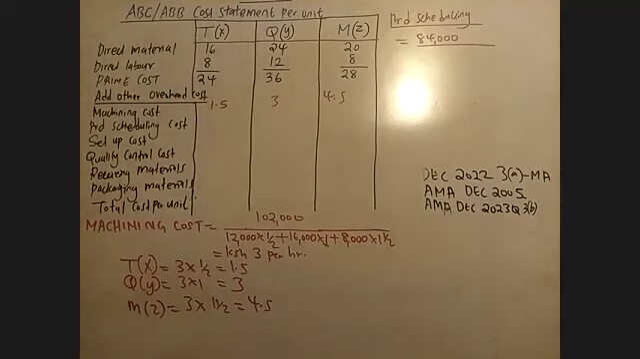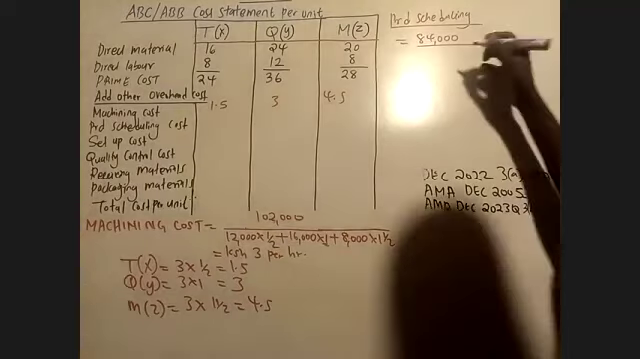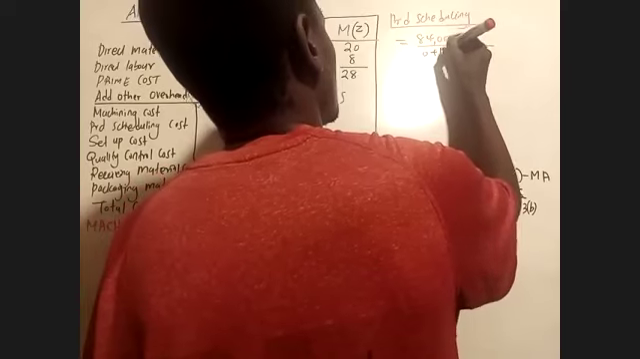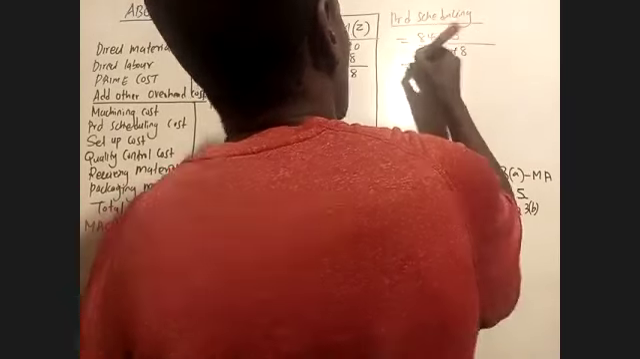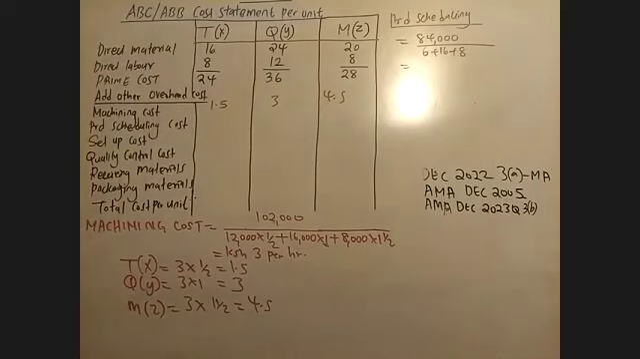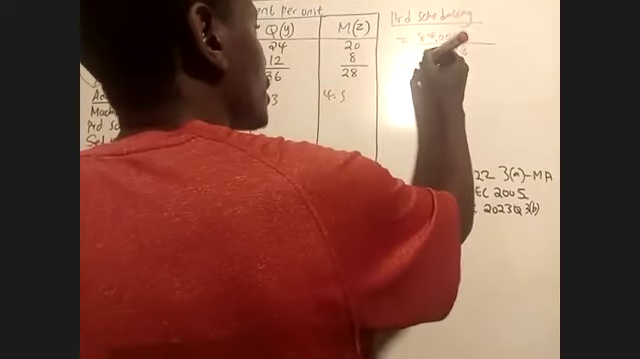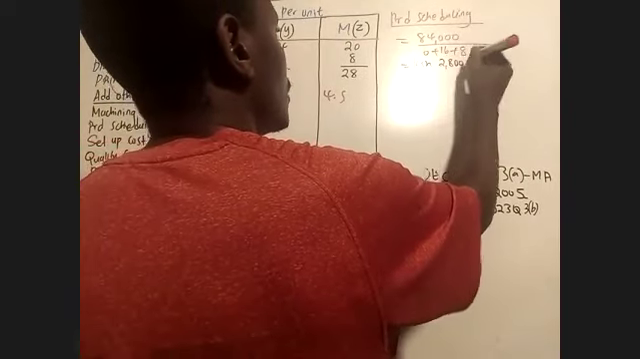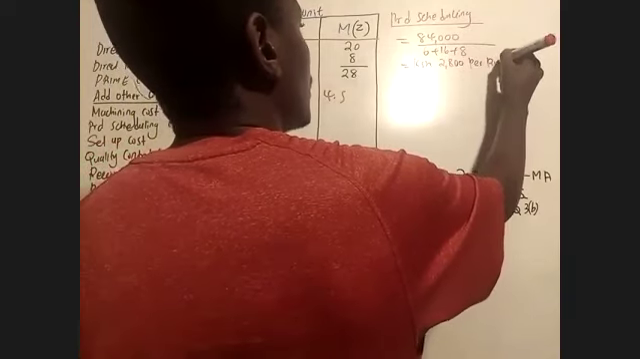Then the scheduling. The number of production runs. Where is the number of production runs? 6, 16, 8. 6 plus 16 plus 8. We get 30 runs, so 84,000 divided by that gives Kenya shillings 2,800 per run.